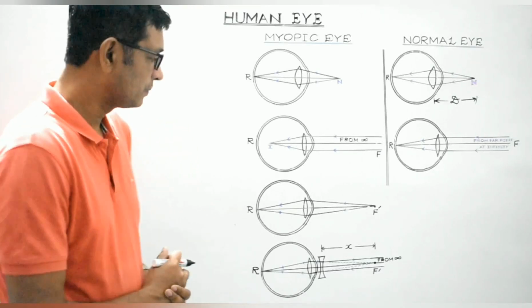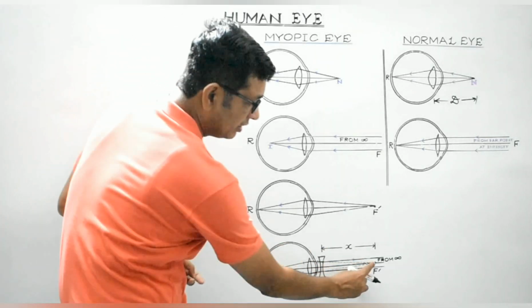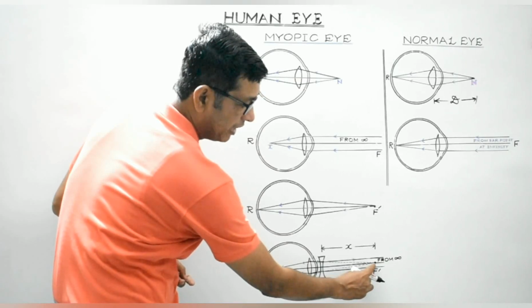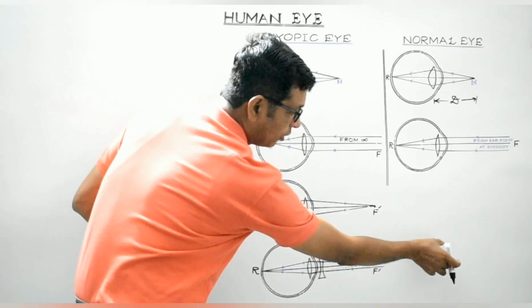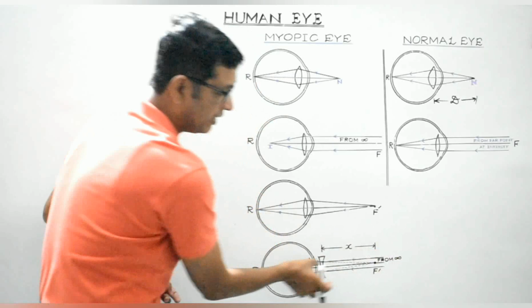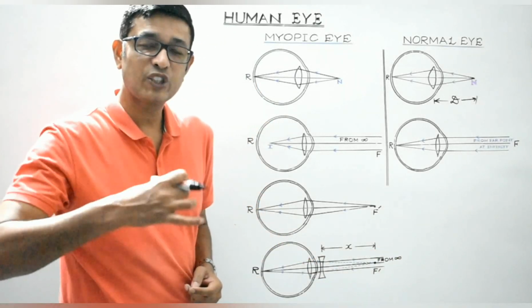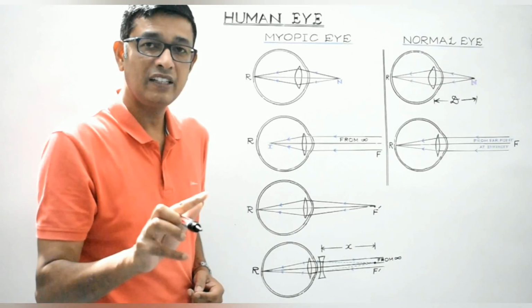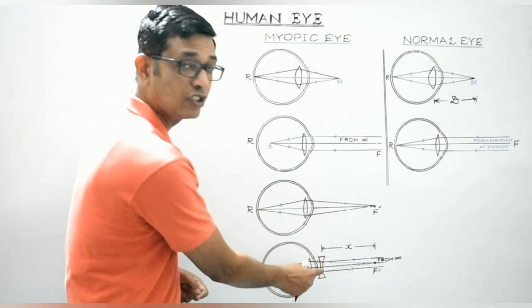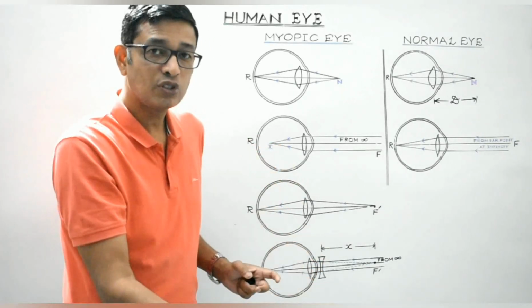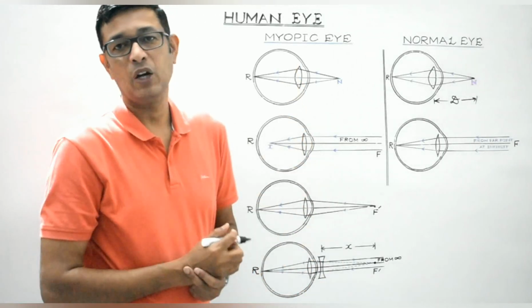Now this is where the image is obtained and the object is considered to be at infinity. So what we will do is, we will try to find out the expression for the focal length of the diverging lens which is to be used so as to cure this myopic eye.